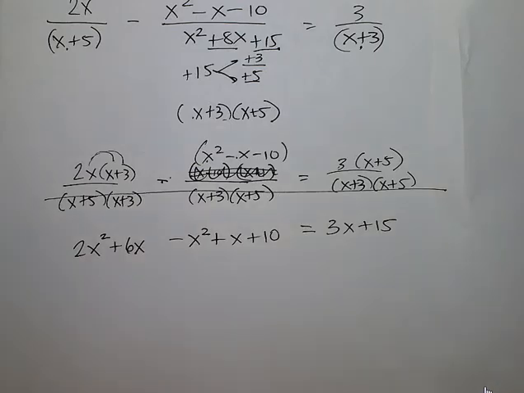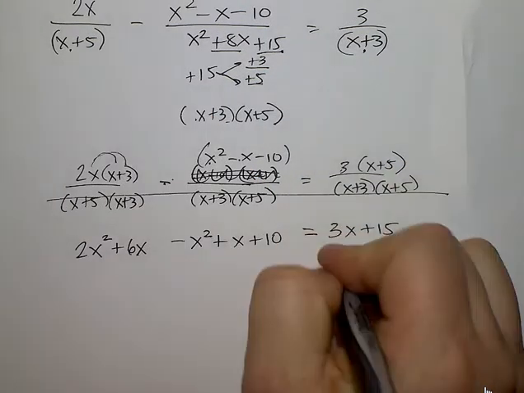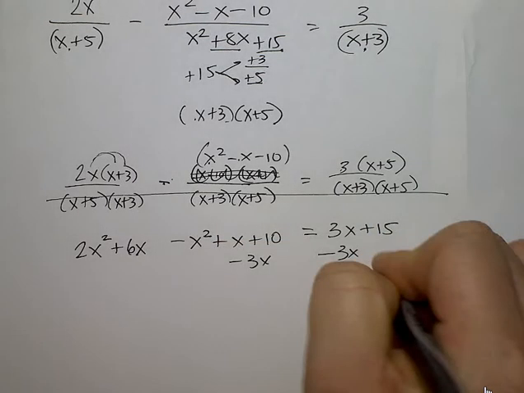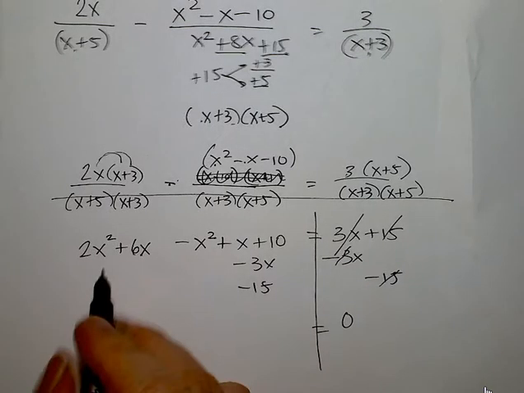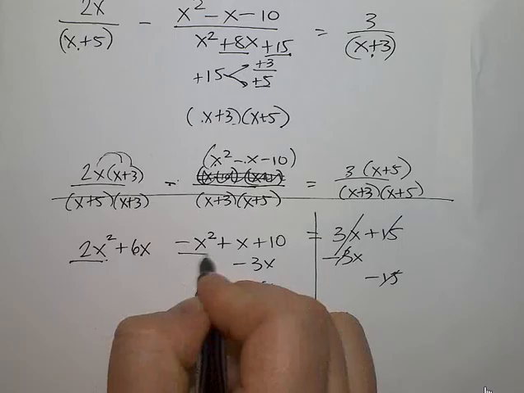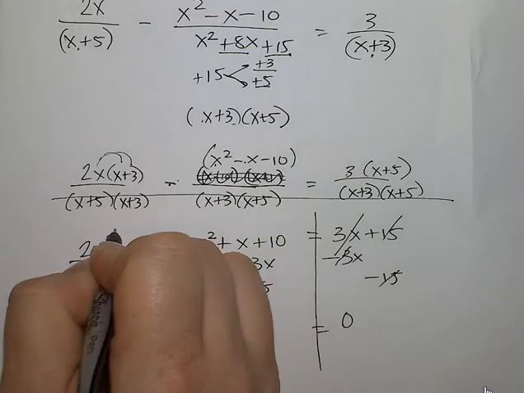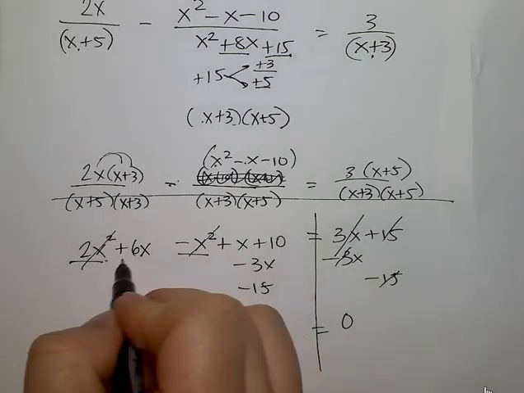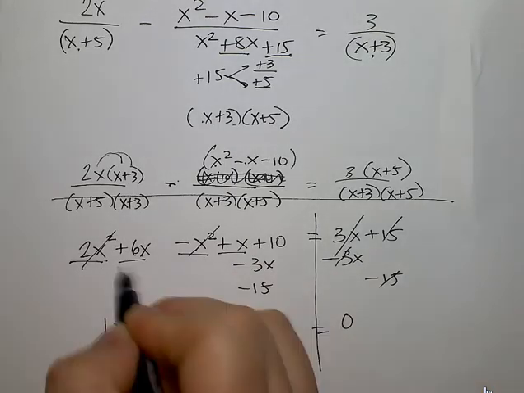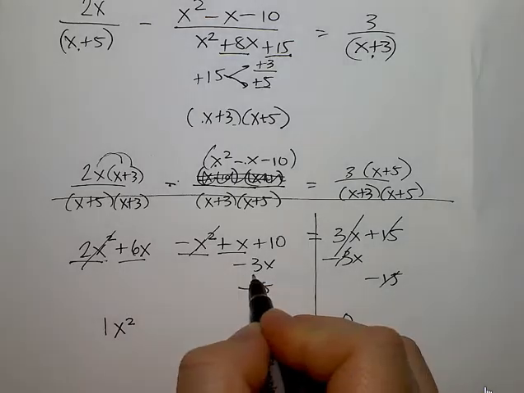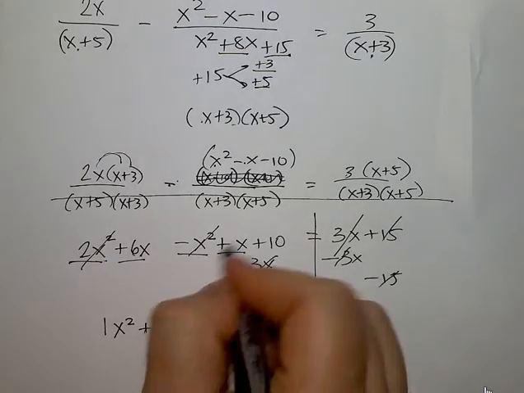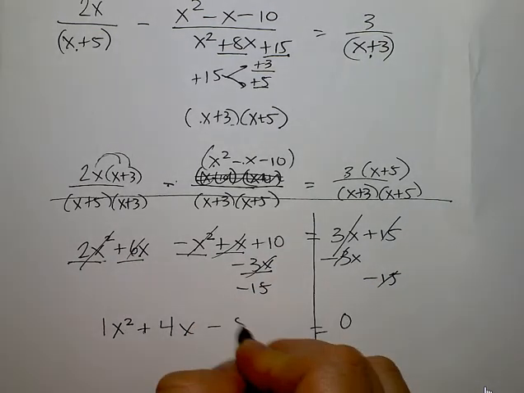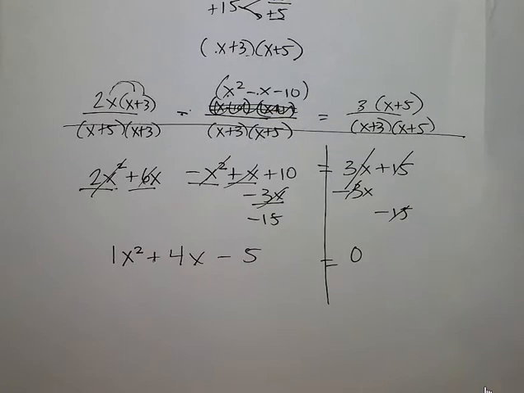Since I see an x squared and an x and a constant, I'm going to move everything to the left-hand side. And I'm going to combine like terms. So positive 2x squared and negative 1x squared is 1x squared. Done with those two. Positive 6x and positive 1x is 7x. But then 7x subtract 3x is 4x. And positive 10 and negative 15 is negative 5. So I have a trinomial that is set equal to 0.